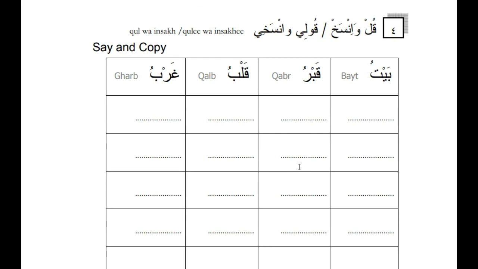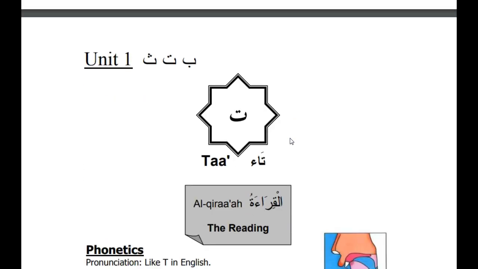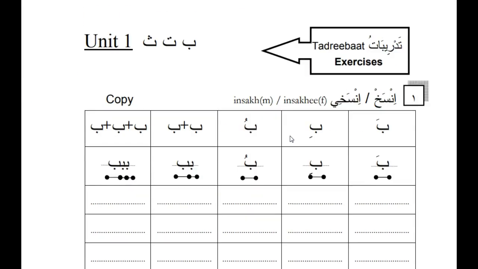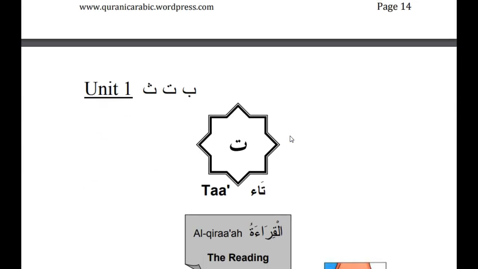Yeah, this is the last exercise, and we finish the first part of unit 1. Unit 1 is divided in 3 letters, so we will stop here. We'll stop at letter ba, and then in the next video we will see letter ta.